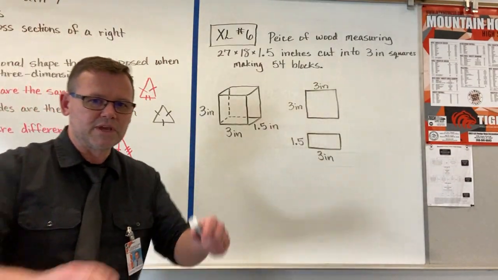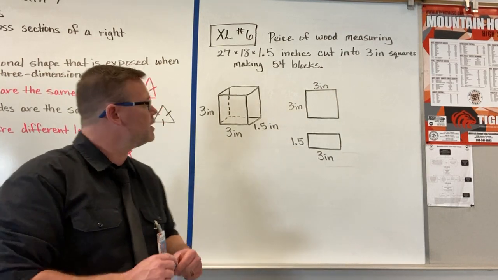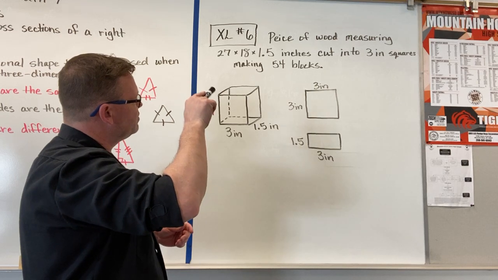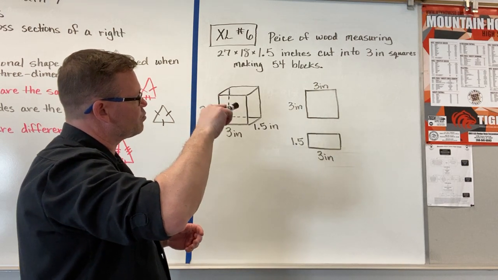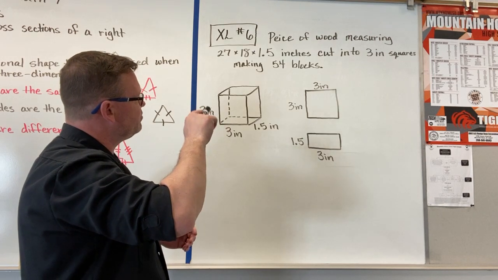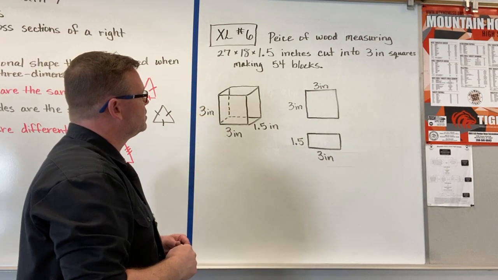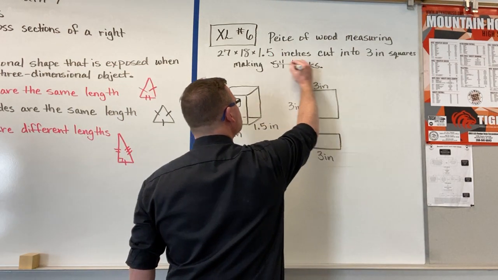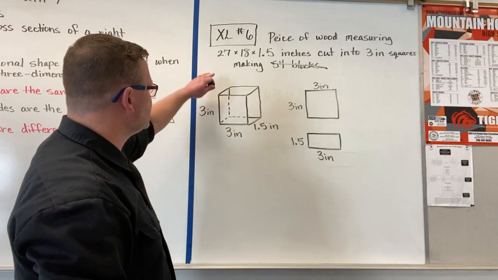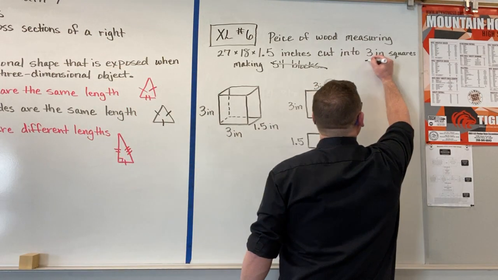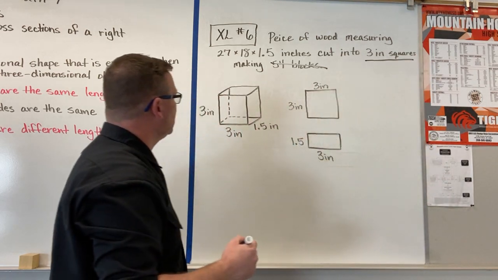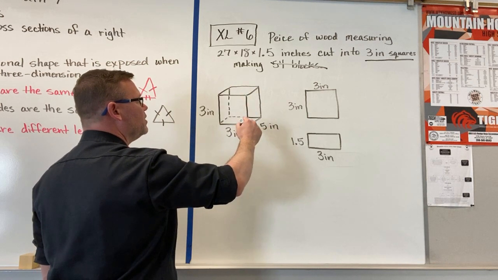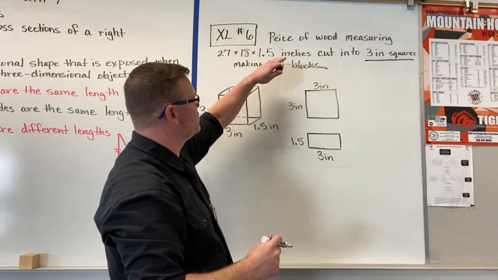Now this one can be confusing because they give you some extra information that you don't need. It says a piece of wood measuring 27 by 18 by 1 5/10 inches is cut into 3-inch squares, making 54 blocks. Now what we have to understand here is that the 54 blocks we don't necessarily need. We just want to pay attention to the fact that they said 3-inch squares. So in other words, it would be 3-inch by 3-inch, a square, and then the fact that this is only 1.5 inches thick.